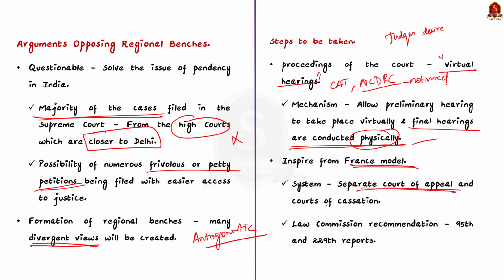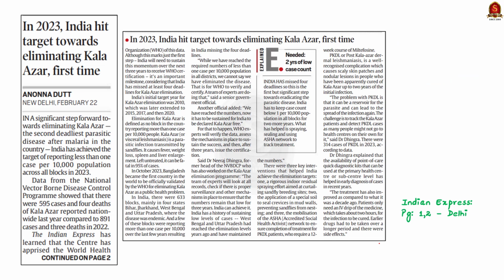and courts of cassation. See, this proposal is also recommended by the Law Commission of India in its 95th and 229th reports. So in this analysis, we have seen the positives and negatives of establishing the regional centers of the Supreme Court. With this, let us move on to the next news article.